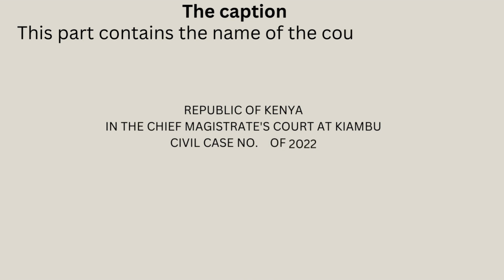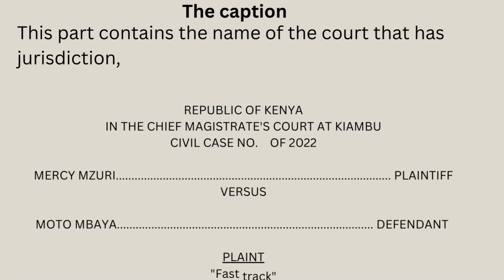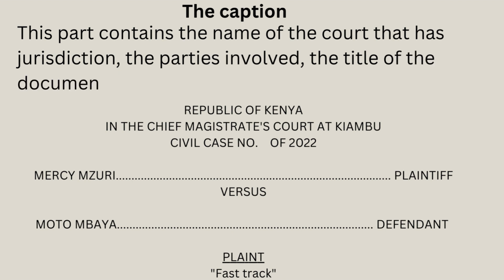The caption contains the name of the court that has jurisdiction, the parties involved, the title of the document, and the case track. For example, as you can see here, Republic of Kenya in the Chief Magistrates Court at Kiambu, civil case number dash of 2022. These are the parties, it's a plaint, and it's a fast track.